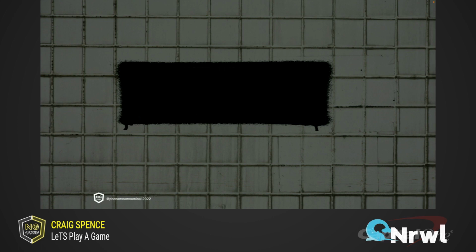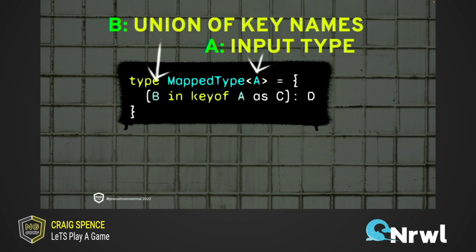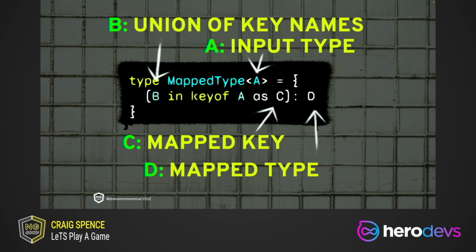More generally, mapped types look something like this, where A is some input type, B is the union type of all the keys of A, C is some mapping for the set of keys, and D is some mapping for the type of each key.